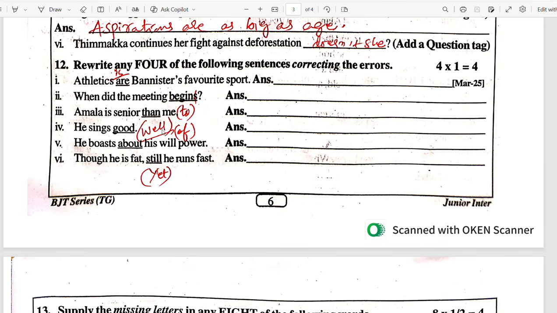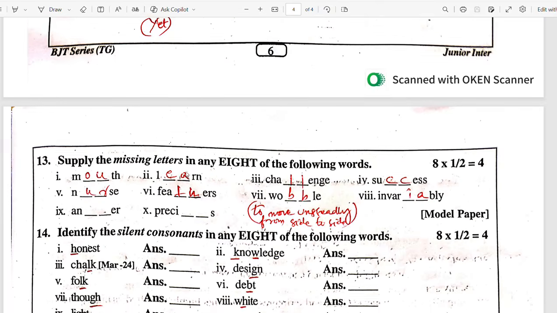This was asked in last year's paper. He boasts about his willpower. Boast means saying high things about himself. Boast always takes "of" or "about". He boasts of his willpower. Though he's fat, still he runs fast. "Though" always takes "yet" or "still". They go together.